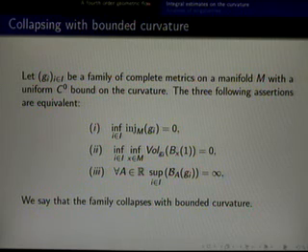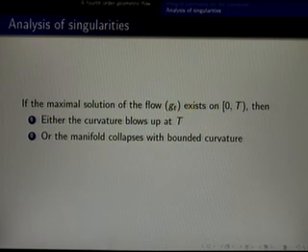And now we can say that if the maximal solution of the flow exists on some time interval 0,t, and it stops existing at t, then either the curvature blows up or the curvature stays bounded, but the manifold collapses. The injectivity radius is going to 0.